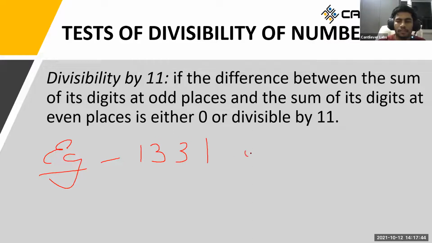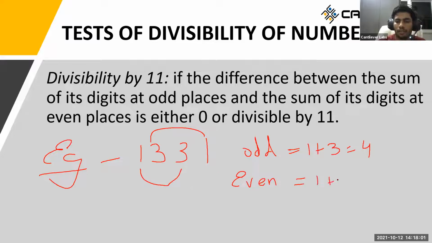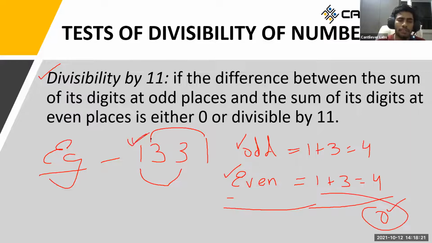So here we'll add the odd places, the first and third, that is 1 plus 3. You get 4. Now we'll add the digits in the even places. There also, 3 plus 1 is equal to 4. Now we'll have to find the difference between the two. The difference between the two would be 0. So going by the divisibility rule, since the difference between the sum of digits of odd and even places is 0, we conclude that this whole number is divisible by 11.